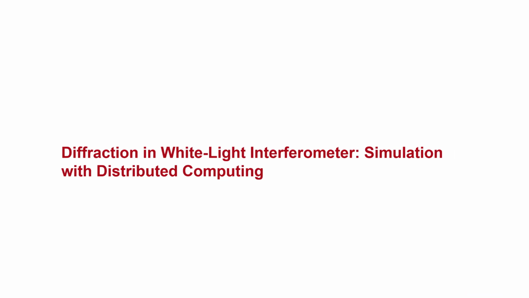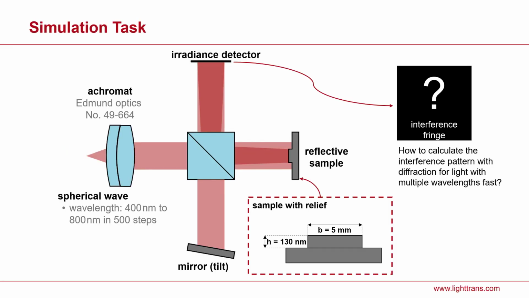Let's look at some actual practical examples of this new distributed computing tool being applied. The first instance is a Michelson interferometer, where the source has a white light spectrum. And we're going to be seeing diffraction effects in this interferometer. This is what the system looks like. So a well-known Michelson setup.